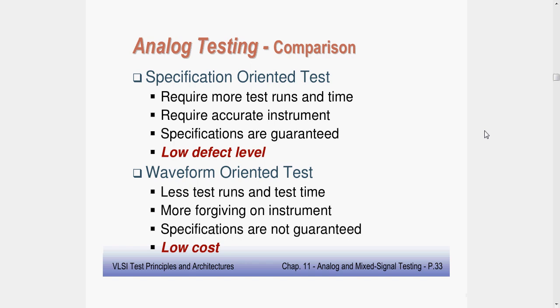When you go for waveform oriented test, it needs fewer test runs, and equivalently the test time is also less. Next, it does not need a lot of instruments for testing. And third, this is not a very effective means of detecting the defects in an IC. It is less accurate.